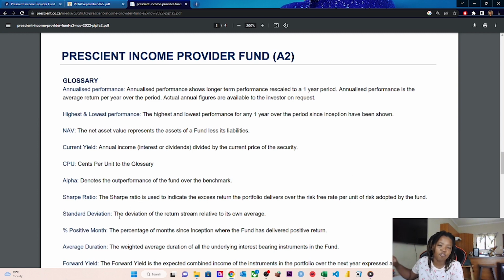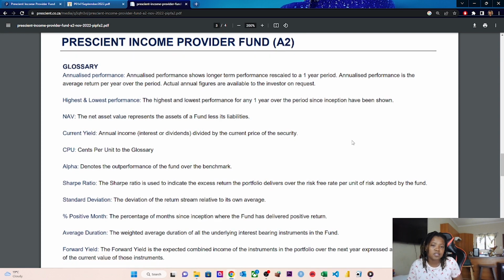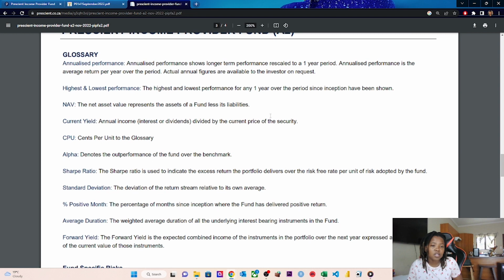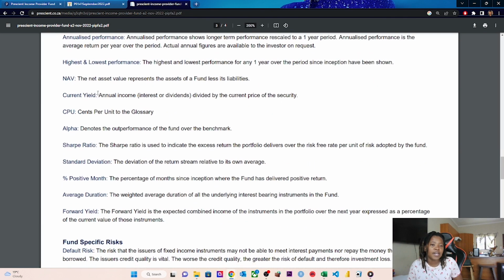Okay, so annualized performance shows longer term performance rescaled to a year period. Annualized performance is average return per year over the period. Actual annual figures are available to the investor on request. Highest and lowest for any 1 year since inception have been shown. NAV is the net asset value, which represents the assets in a fund less its liabilities.